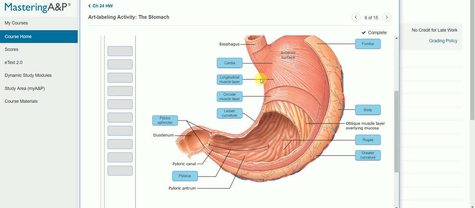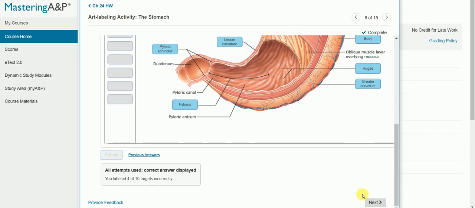Cardia, fundus, longitudinal. Oh, that's the longitudinal muscle. The body is over here. Circular is over there. That's the body. Okay. The stomach or the gastric, and there's the rugae, greater curvature, pylorus, pyloric sphincter. So the mistake I made was the body is this part, and the longitudinal muscle layer is this part. Okay, that makes sense.